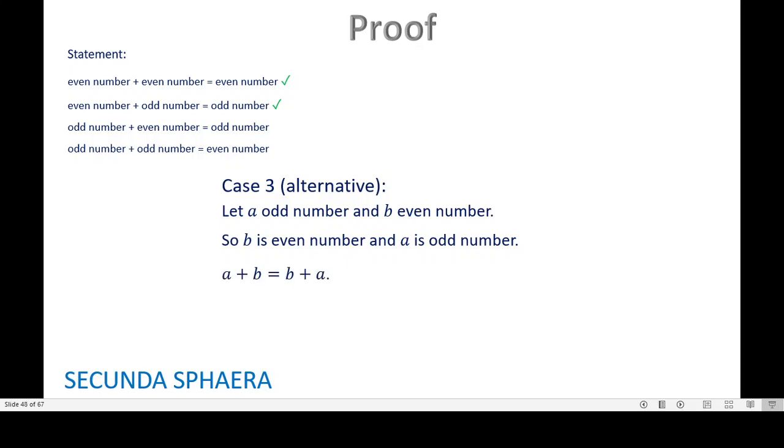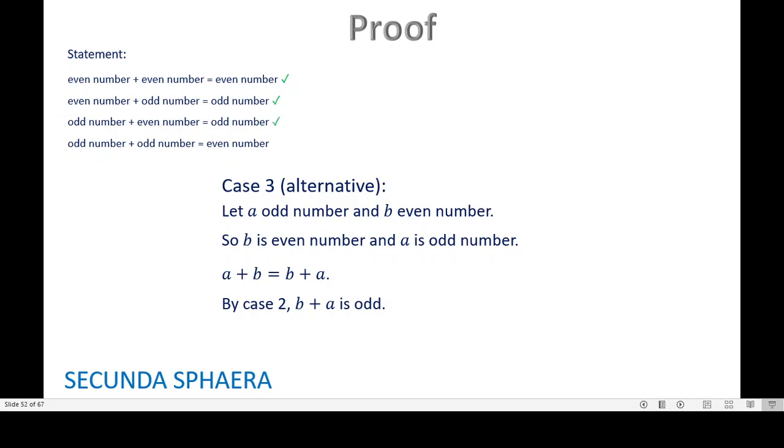We also know by the commutative property that A plus B equals B plus A, just using the commutative property in the standard way that we always see, which is symbolic. And so by case 2, we have that B plus A needs to be odd, because we now have an even number plus an odd number, which must be odd by case number 2. We are done with case number 3.